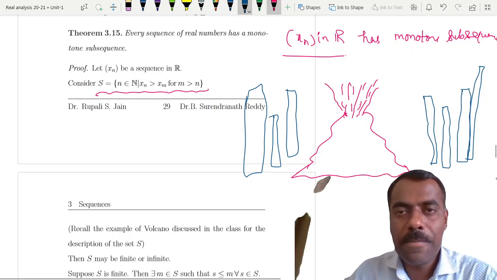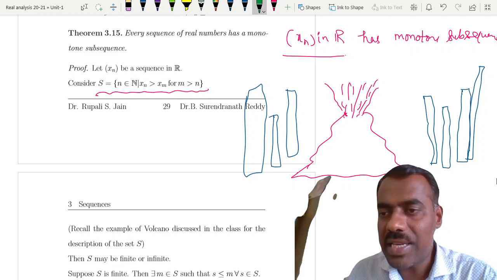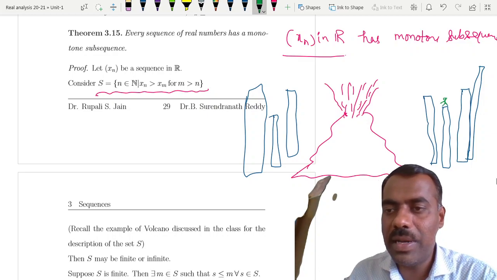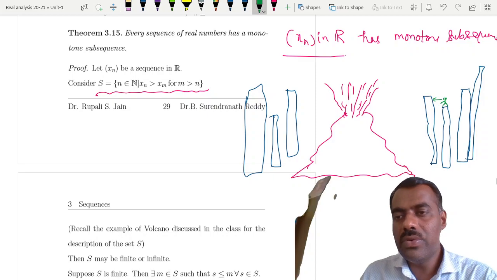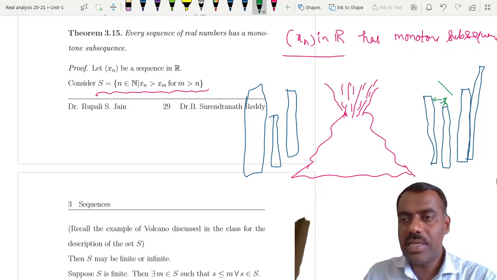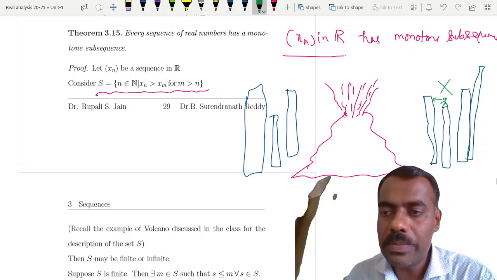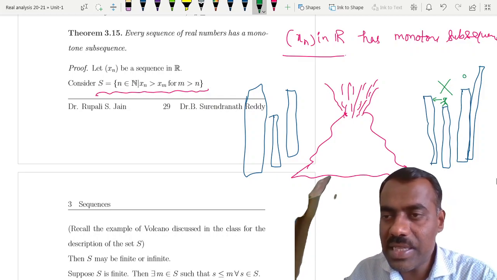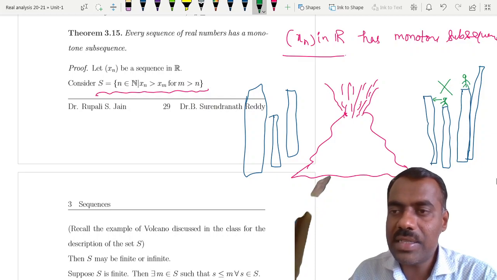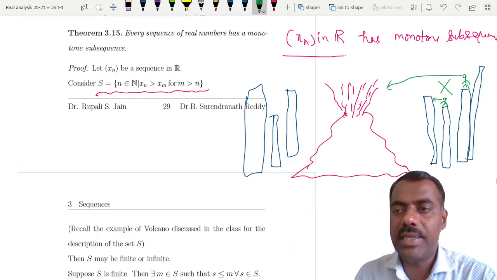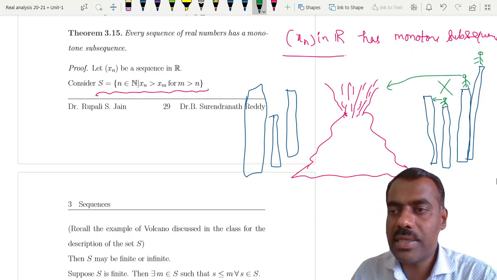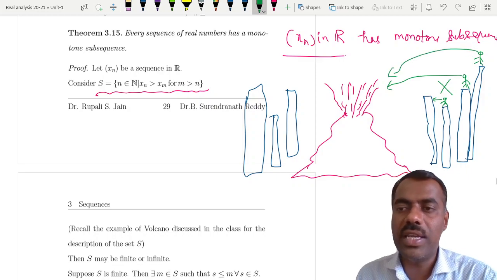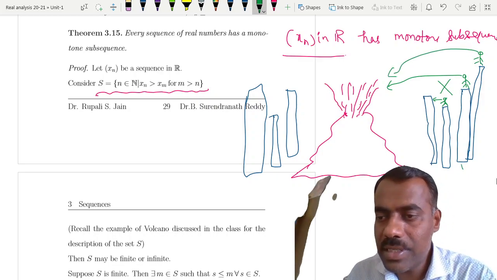For example, if I stand here, then I cannot see the volcano because of this building. My view is covered by this building. So this is not at all a suitable building if I want to see the eruption. For example, this one I can see, because from here I can see directly. Or I can also select this one, from here I can see without any disturbance. So this is okay, this is okay.